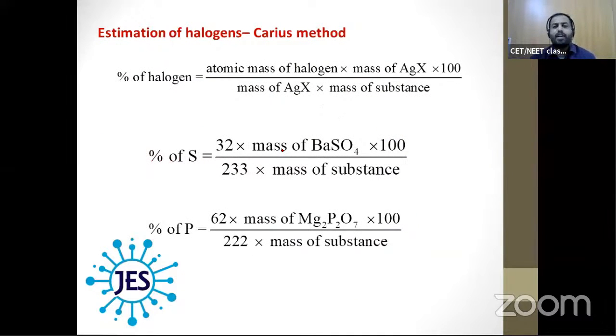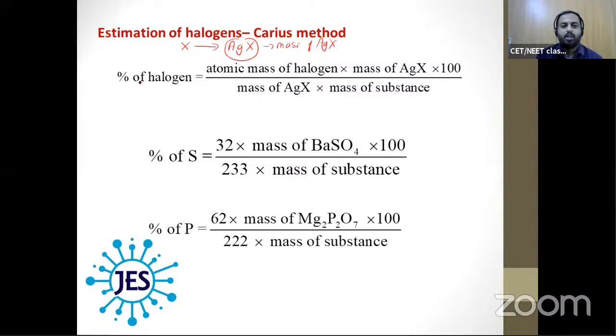Now, like how you find out the nitrogen, carbon and hydrogen, you can also detect halogens by using these equations. Halogen from an organic compound can be converted to silver halide. If you know the mass of silver halide, the mass of AgX, and the mass of the organic compound, one can find out the percentage of halogen.